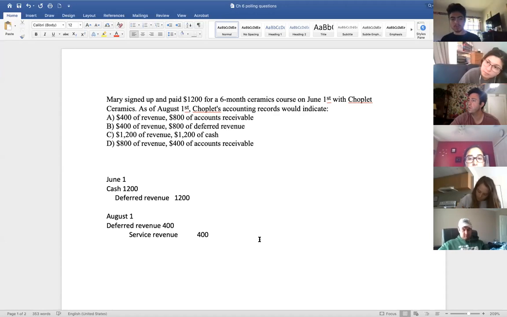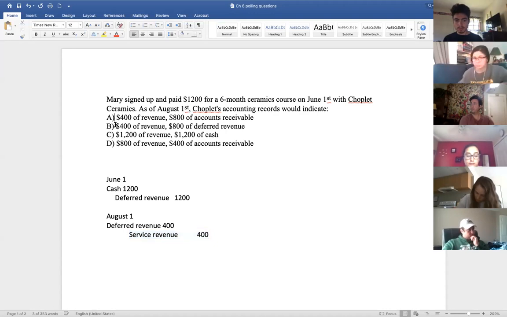Now, when I look at the results of these 2 journal entries, we see that service revenue was credited for 400. So we know that the correct answer is either A or B. We've got service revenue of $400, the 2 months of revenue that we have earned. What is the balance in my deferred revenue account?